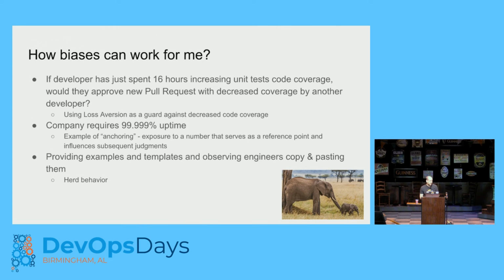Another example is anchoring. The company requires 5 nines uptime. It's anchoring. Even if you're not going to get to those 5 nines, you're still going to anchor your engineers to think about what they are supposed to do in order to get to the 5 nines. Even if at the end you get 4 nines instead of 5, exposure to that number still provides a reference point to build upon.